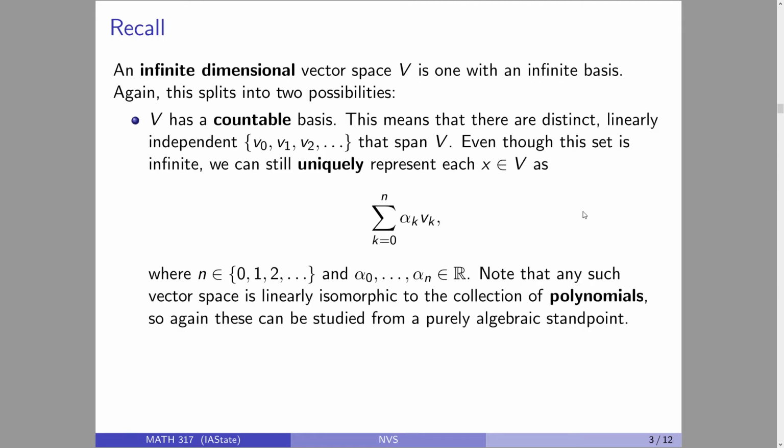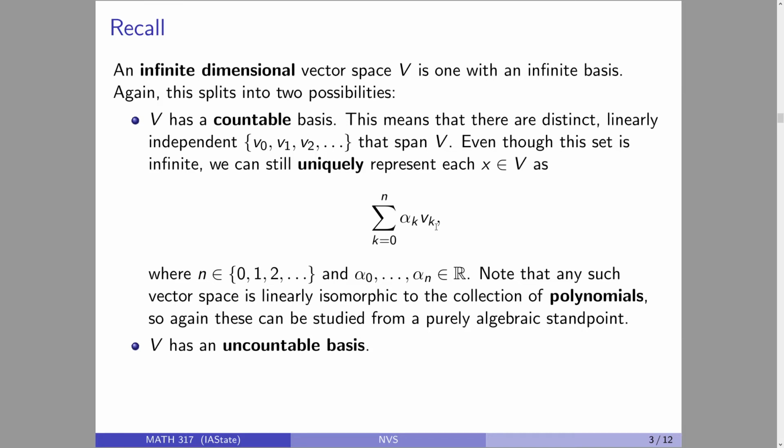So basically, anything with a countable basis is just the collection of all polynomials in disguise. The v sub k's, instead of v sub k, think of it as v to the k. It's just the analog to x to the k. And again, polynomials can be studied pretty much purely from an algebraic standpoint. Some of the things, though, will require some calculus. The intermediate value theorem certainly helps a lot with polynomials. But for the most part, you can study this purely algebraically.